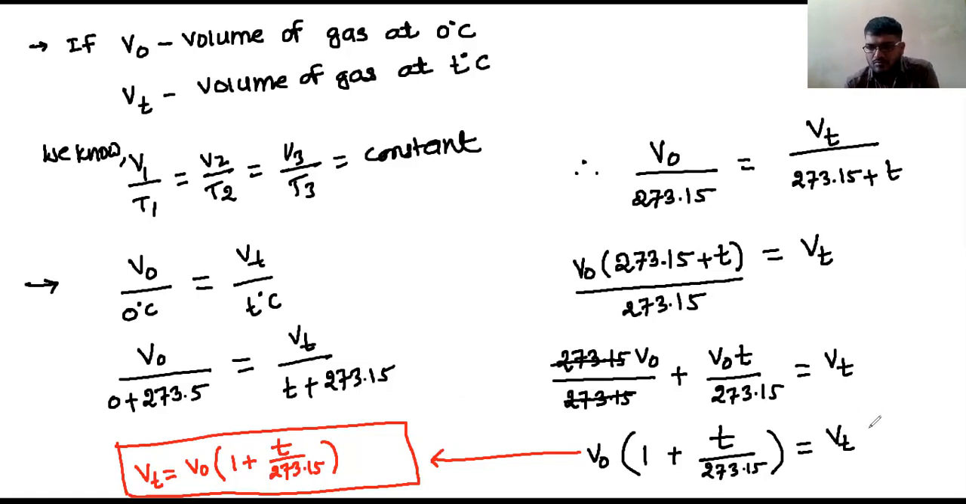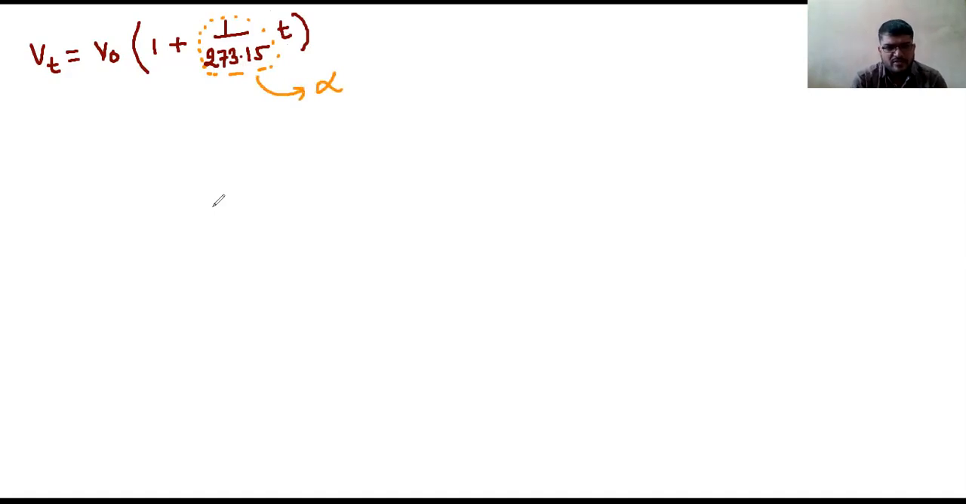Okay, next. Now see here, we got the last expression like this: Vt is equal to V0 into bracket 1 plus 1 by 273.15 into T. Now this part, if I am assuming it as alpha, then we are getting the formula like this: Pt is equal to V0 into bracket 1 plus alpha T.